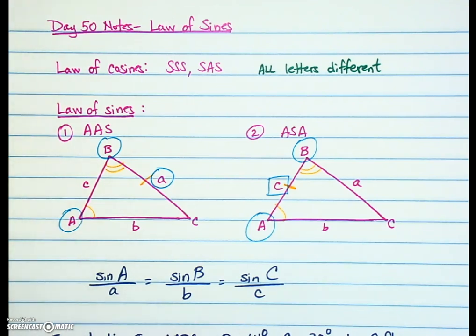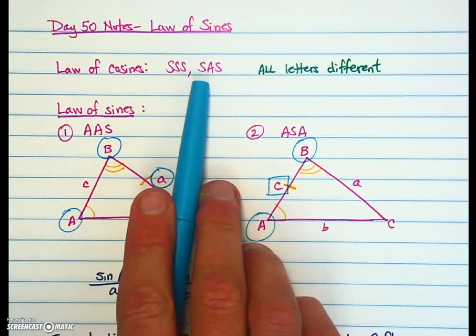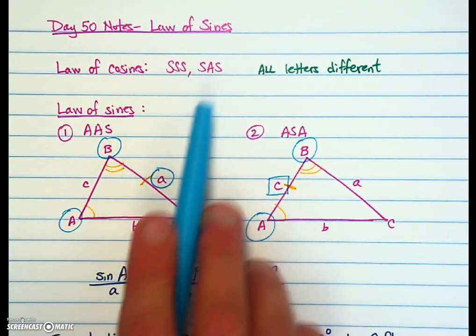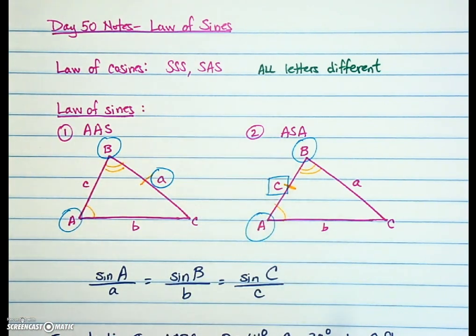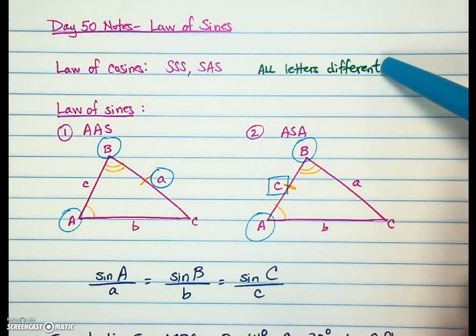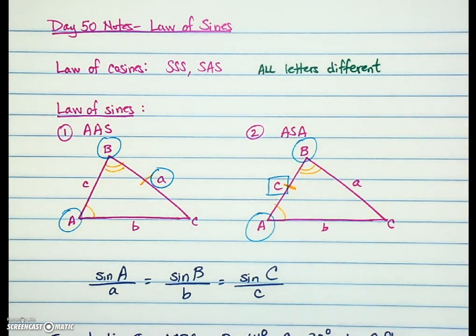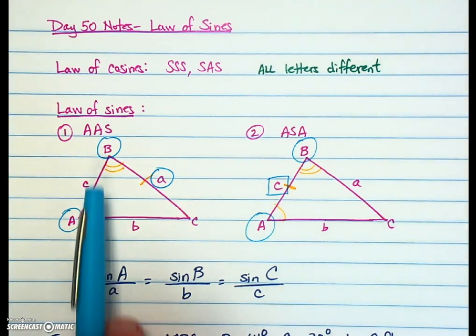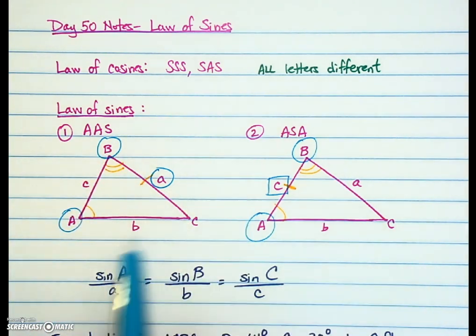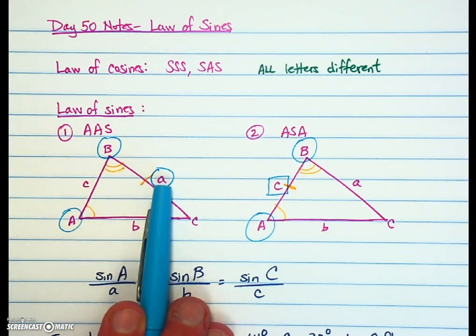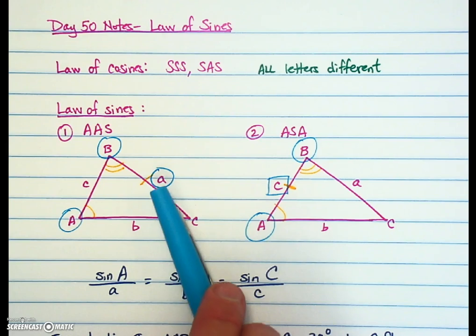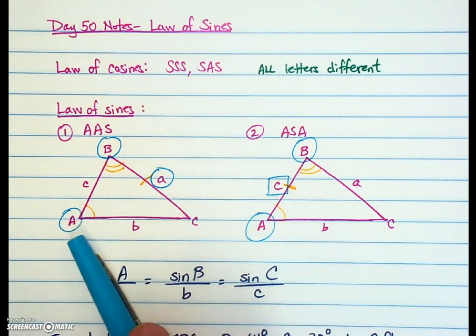Now, what I want you to notice, though, is this. When we did law of cosines problems, notice that we were given at least two sides. When we're doing law of sines problems, we're given at least two angles. The other thing I want you to notice is for law of cosines, all the letters were different. In other words, you would have an A, B, and a C. With law of sines problems, notice what I have circled here. Capital A, capital B, but then we have a lowercase a. So we have two letters that are in common.